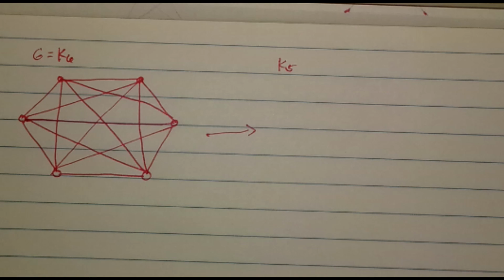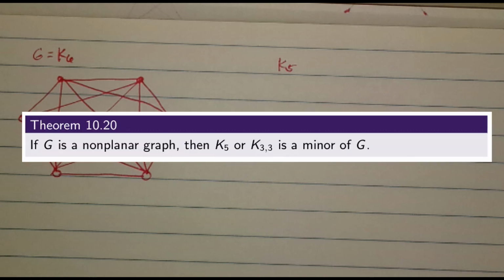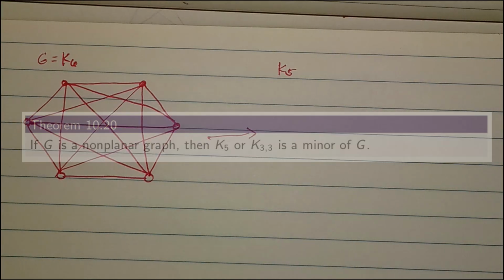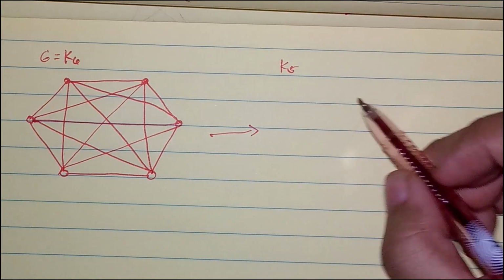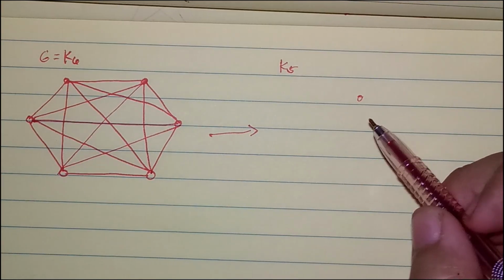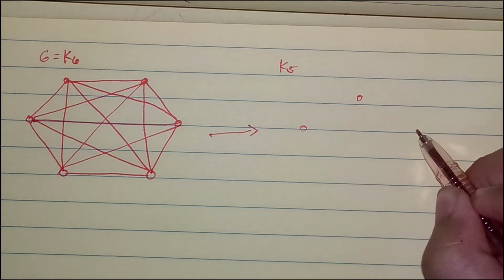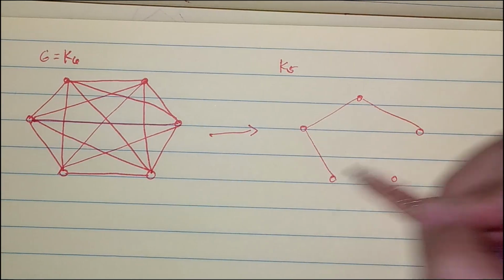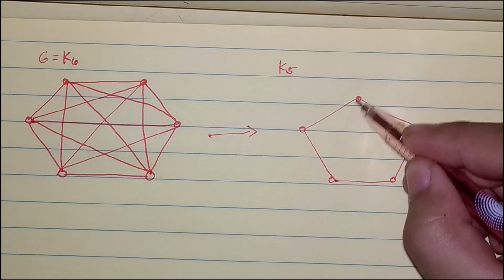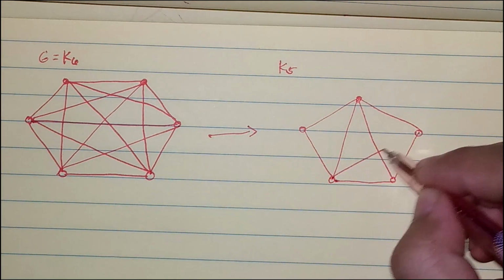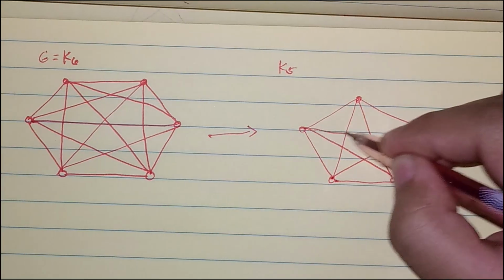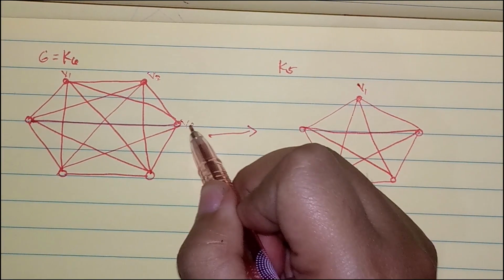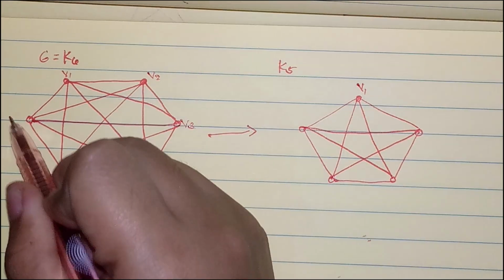Next is Theorem 10.20. If G is a non-planar graph, then K sub 5 or K sub 3,3 is a minor of G. So for example, let G be the complete graph on 6 vertices, or K sub 6. So this graph has every possible edge between its vertices. So we will show that G is non-planar. According to Kuratowski's theorem, a graph G is non-planar if it contains K sub 5 or K sub 3,3. So since K sub 6 is highly connected, it is non-planar.